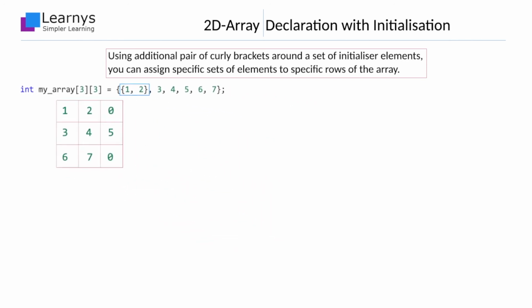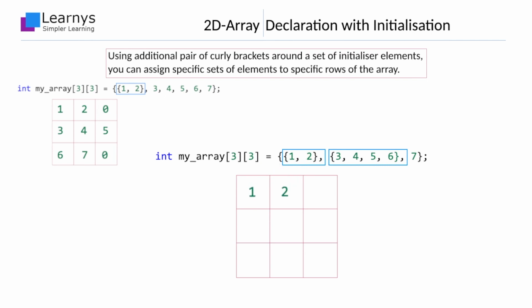In this statement, the elements of the first inner pair of curly brackets will be assigned to the first row and the third element will be initialized with 0. And the elements of the second inner pair of curly brackets will be assigned to the second row. The remaining initializer elements will be used for initializing the cells of the remaining rows, and this is the conceptual representation of the two-dimensional array created by this statement.